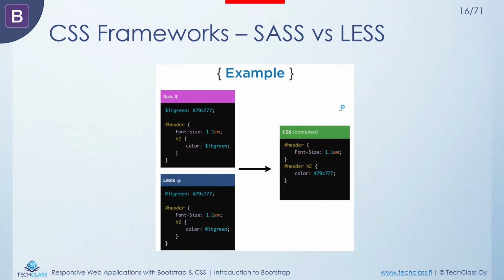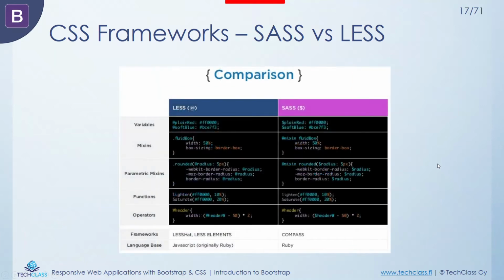Here you can also see an example in both Sass and Less. You see here the color is a variable, and the variable has been defined before. So when you use it, the output CSS code looks something like this. At first it may reduce your speed, but in the long run it will increase your speed of development. And here is a brief comparison between Sass and Less, which you can also see by yourself.